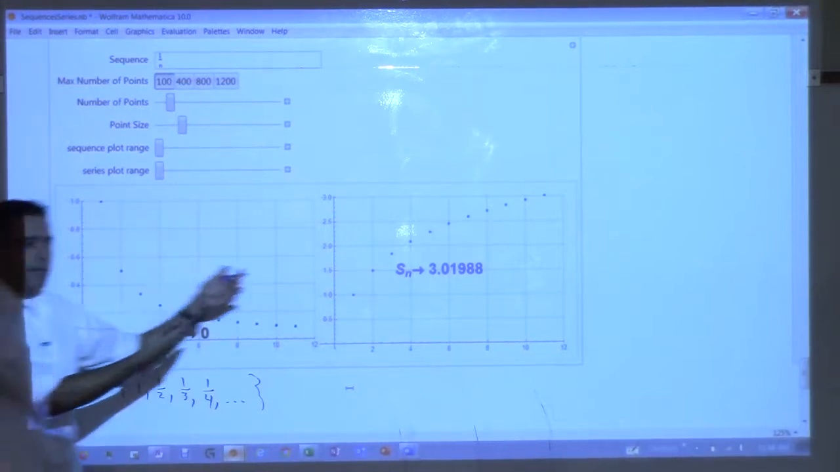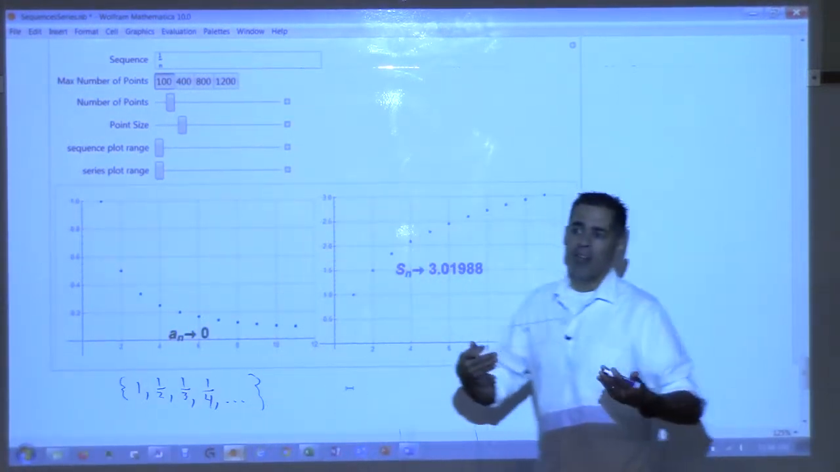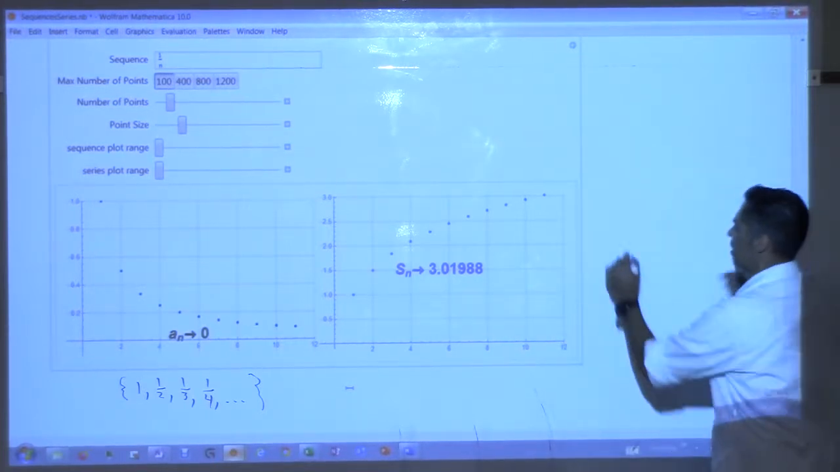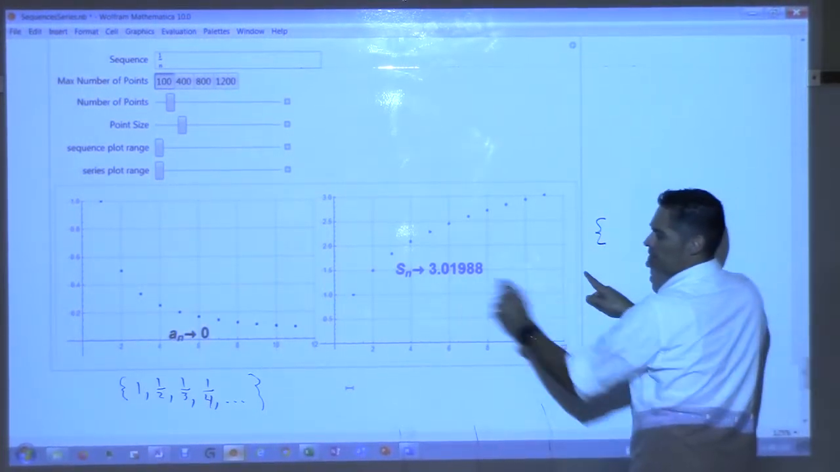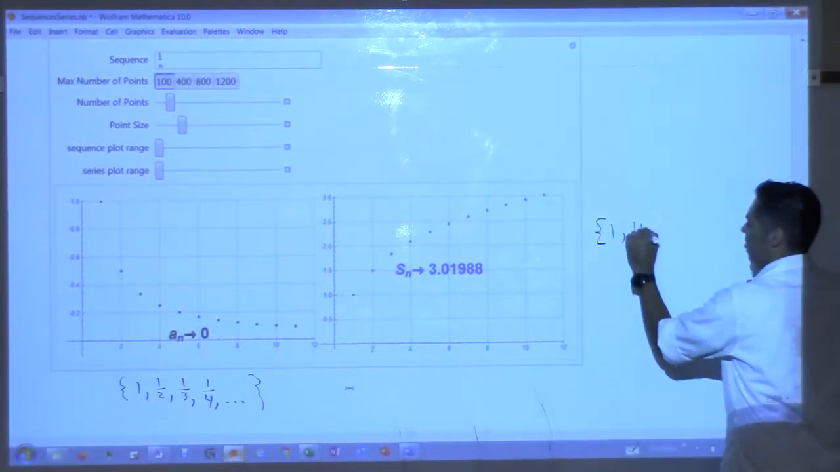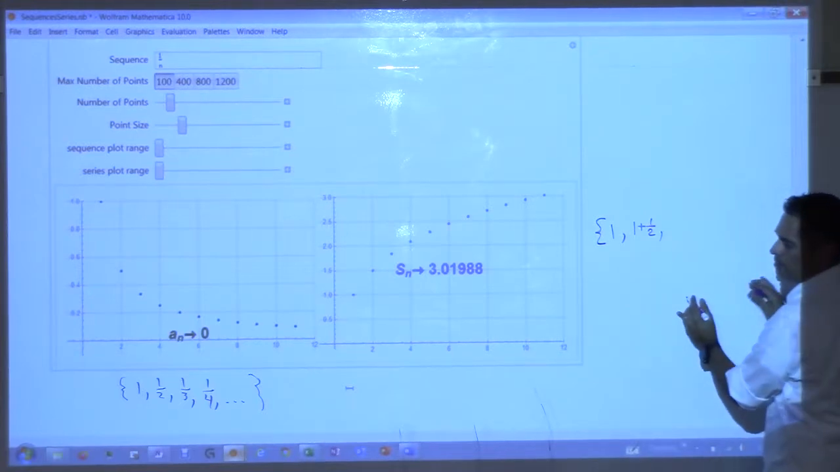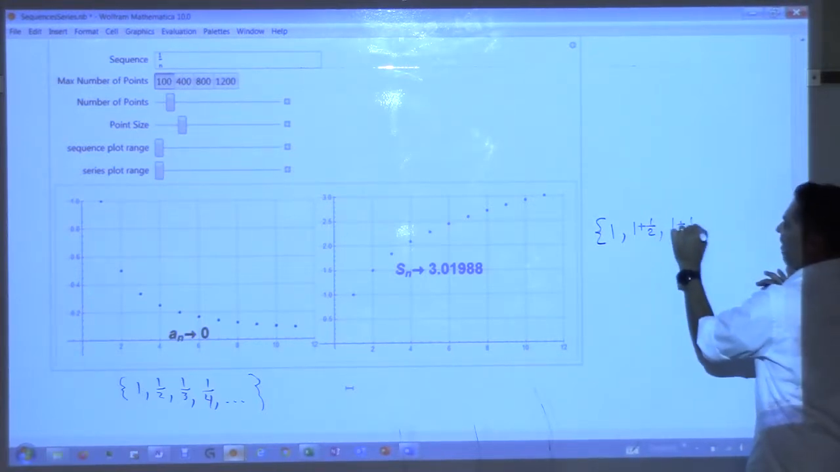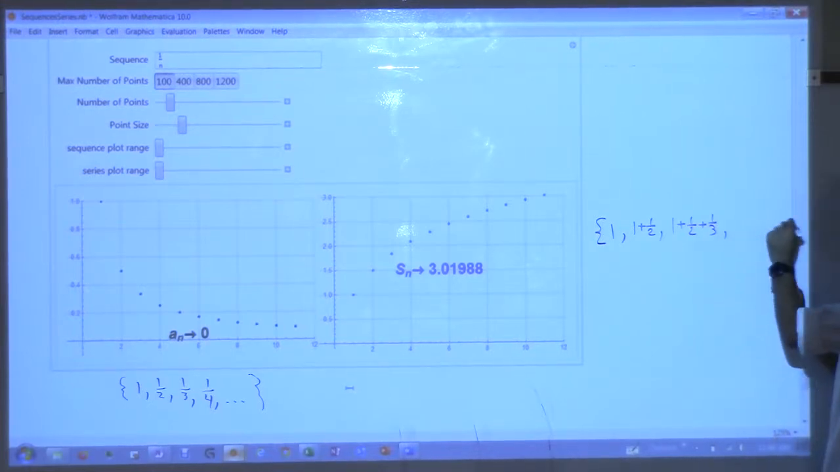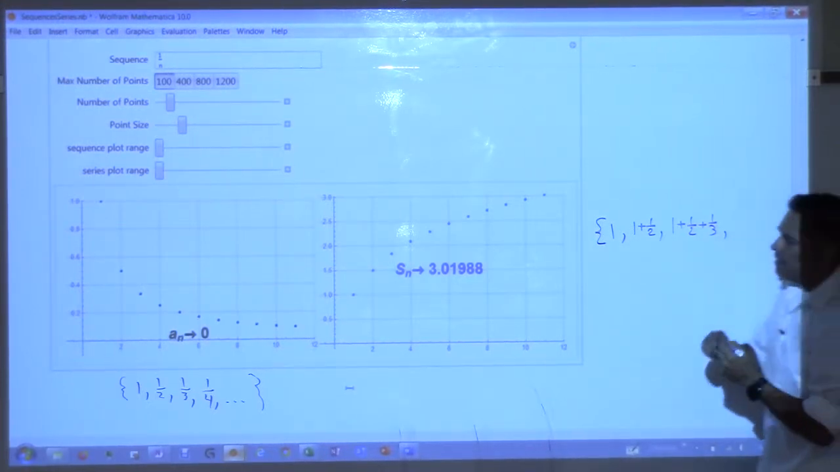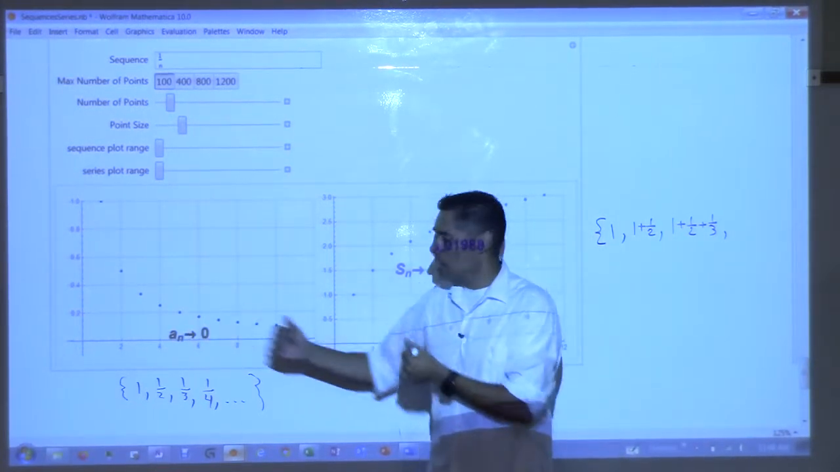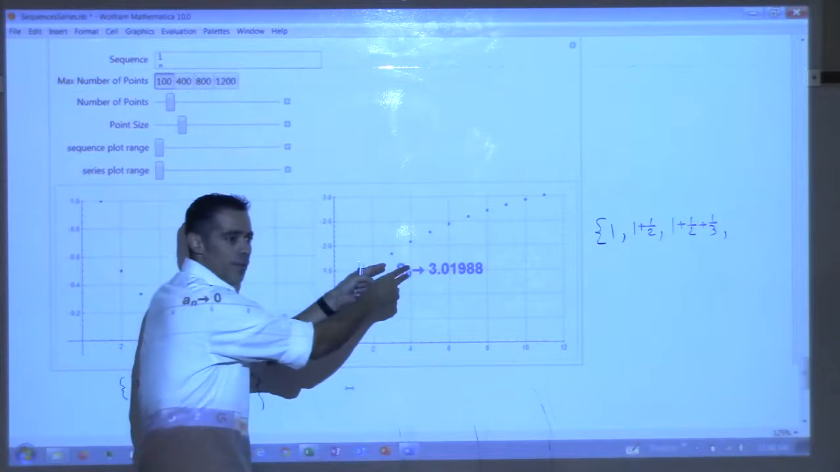Now, what you're seeing over here is the new sequence that I generated, which is actually the sum of those things. So what's the first number in this sequence? 1. What's the second number? 1 plus 1/2, or 3/2, right? What's the next number in the sequence? 1 plus 1/2 plus 1/3. Got it? Next one is 1 plus 1/2 plus 1/3 plus 1/4. And you can see that this sequence obviously behaves much differently than this sequence. The question is, does that converge or not?